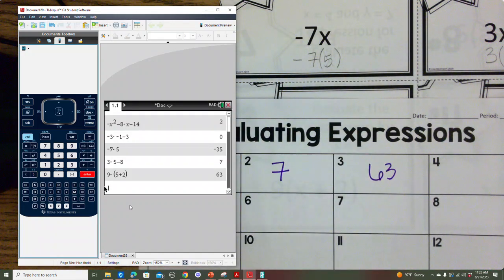So not too terrible, right? Everybody kind of still in their comfort zone?